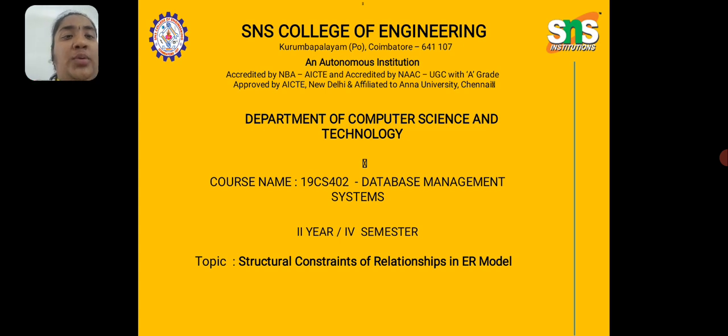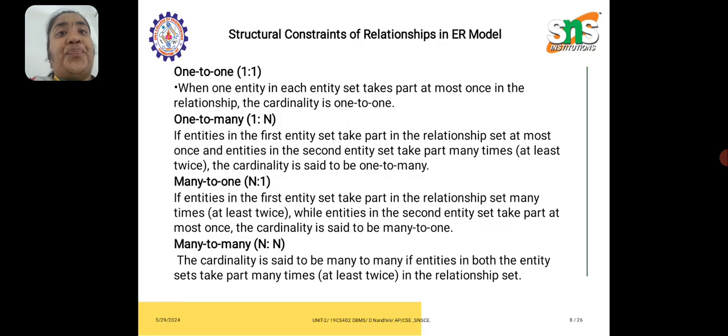Today, we are going to see a topic on structural constraint of relational database in the ER model, which is in a database management system course. The first one is the structural constraint of relationships in the ER model. It consists of one-to-one relation, one-to-many relation, many-to-one relation, and many-to-many relation.